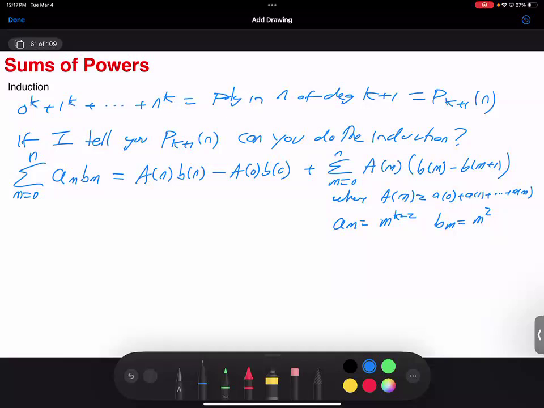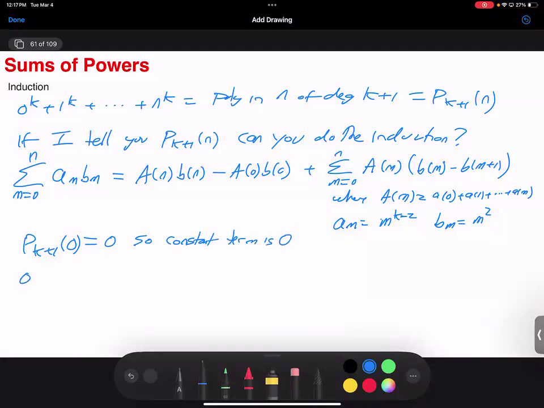Does everybody agree, though, that if I tell you what p_{k+1} is, you can do it? And you even have some thoughts about p_{k+1}. Because we know, what's p_{k+1} of 0? If I take n equals 0, what does the sum have to be? 0. So the constant term is 0.